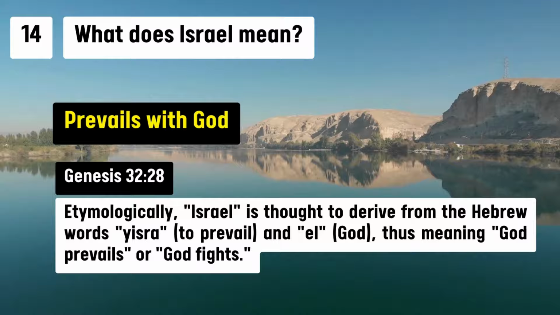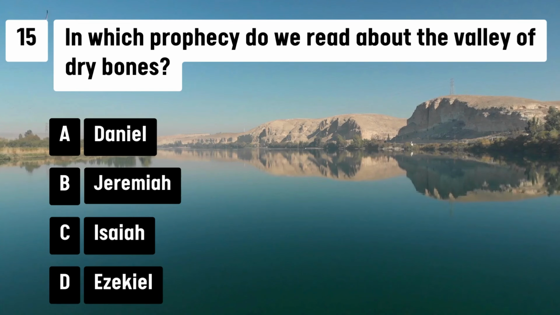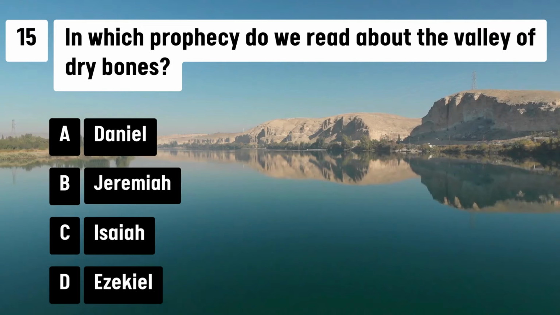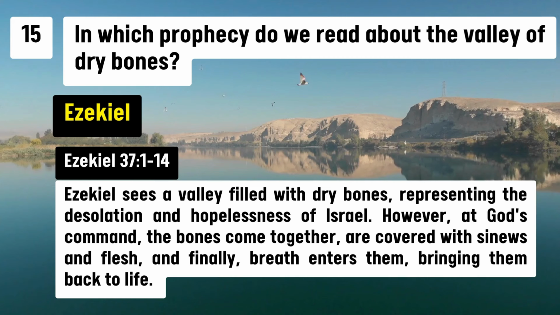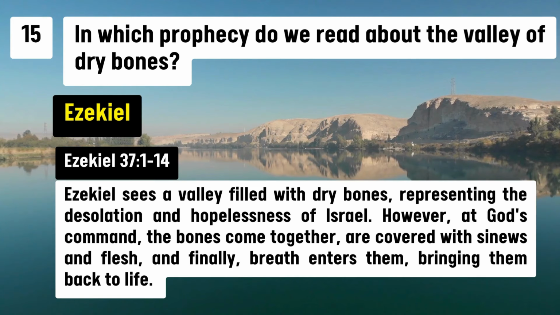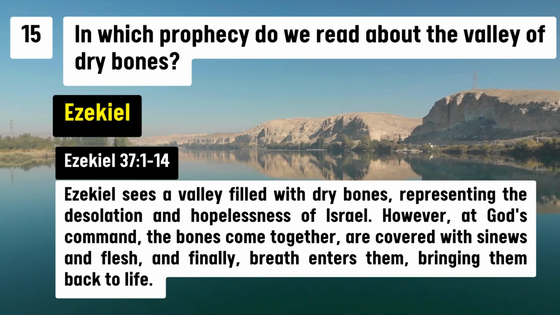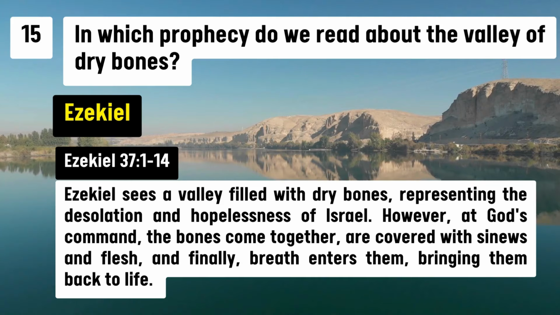Question 15. In which prophecy do we read about the Valley of Dry Bones? Daniel, Jeremiah, Isaiah, Ezekiel. The answer is Ezekiel. Ezekiel chapter 37, verses 1 to 14. Ezekiel sees a valley filled with dry bones, representing the desolation and hopelessness of Israel. However, at God's command, the bones come together, are covered with sinews and flesh, and finally, breath enters them, bringing them back to life.